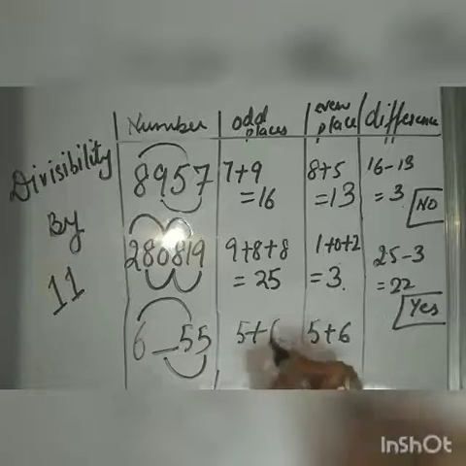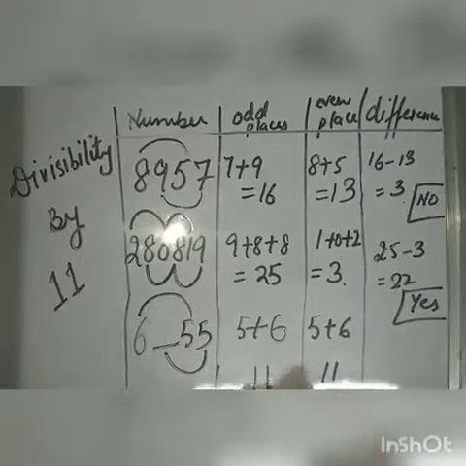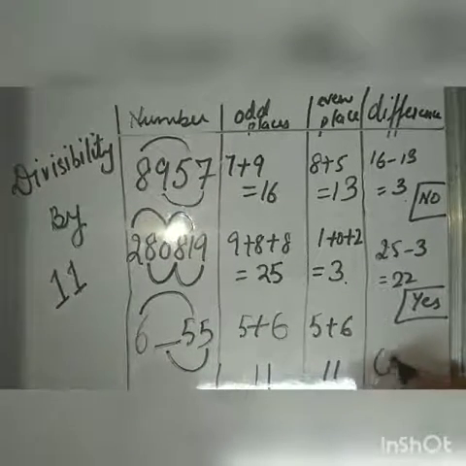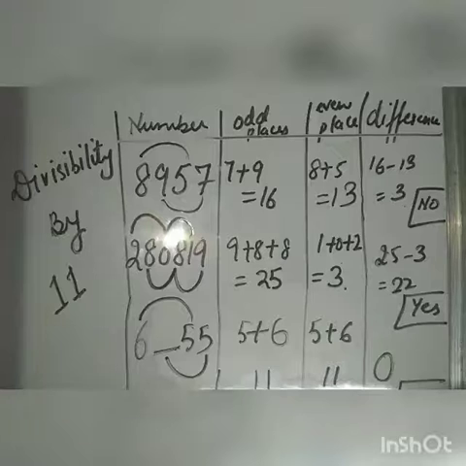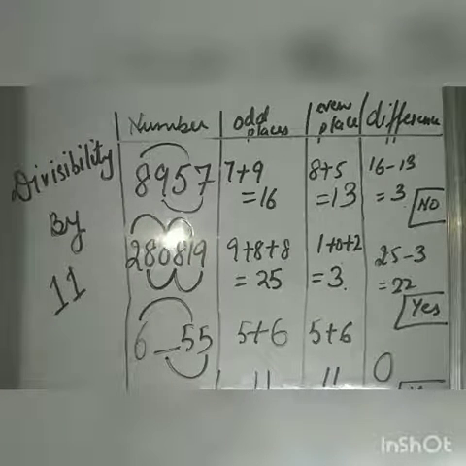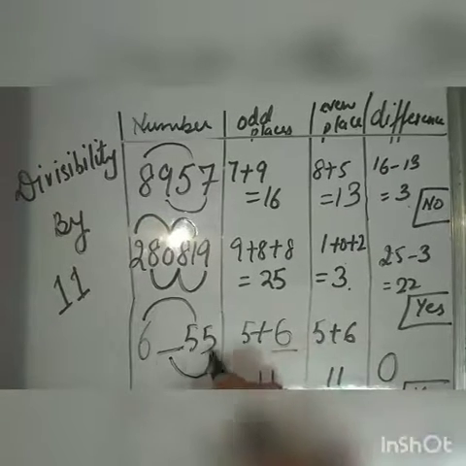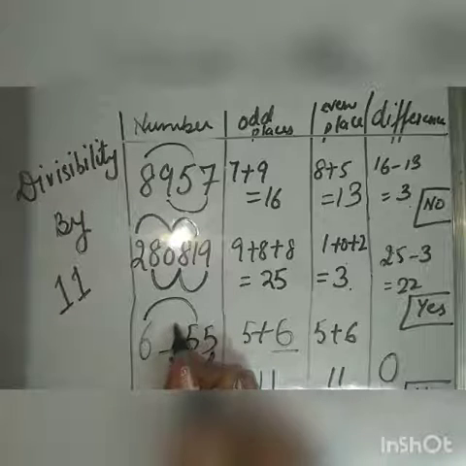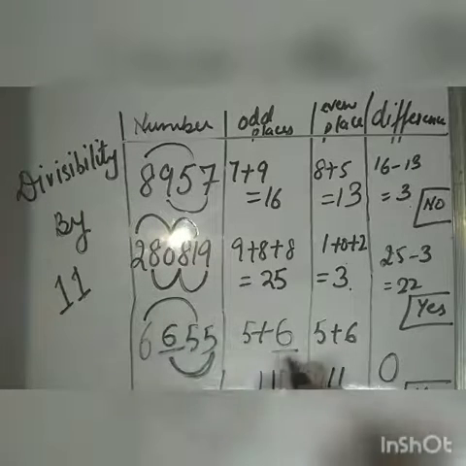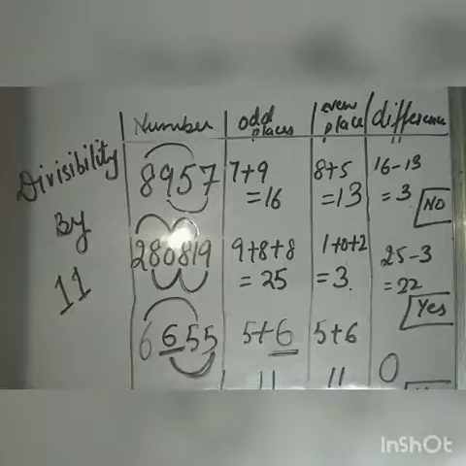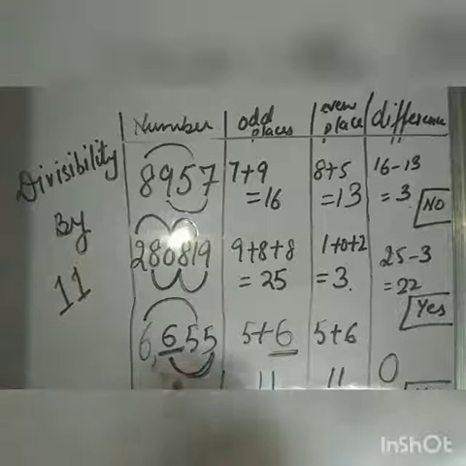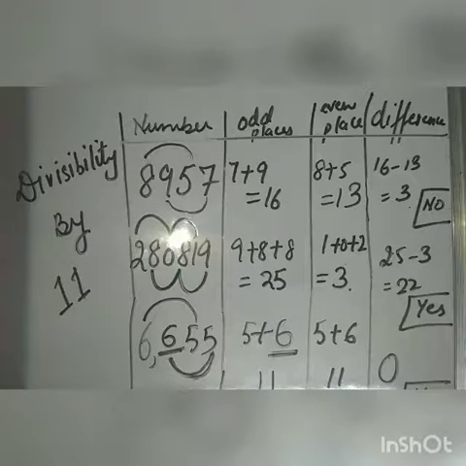If I put here 6, 6 plus 5, 11. The difference is 0, which is divisible by 11. So at this digit, we will fill 6. At this blank, we will fill 6, so that 6,655 is completely divisible by 11.